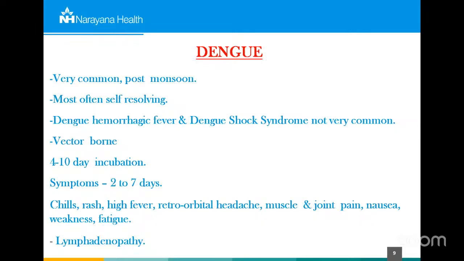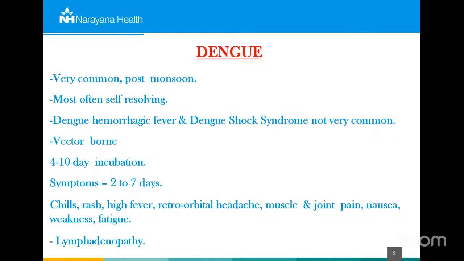Dengue, let's go to specific instances now, because just now we do see a lot of dengue, quite a few. Most dengue is like any other viral fever, except it has a very exotic name. It is very common post-monsoon, almost always in children, and self-resolving. Dengue hemorrhagic fever and shock syndrome are not so common in children. They are vector-borne, that is mosquito-borne, and there is a 4 to 10 day incubation.